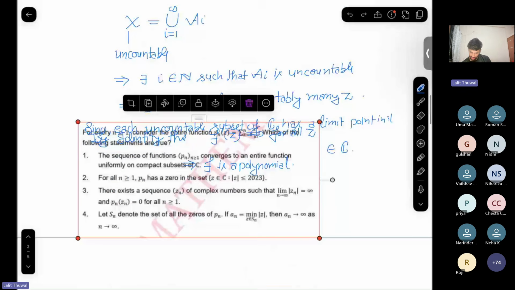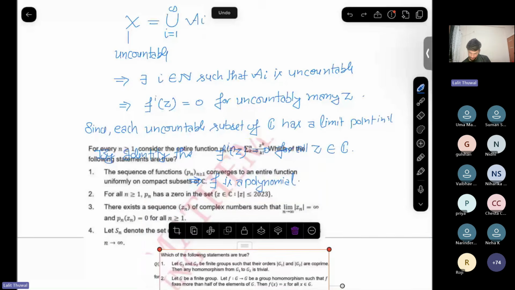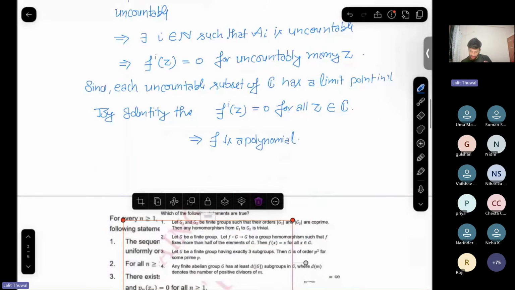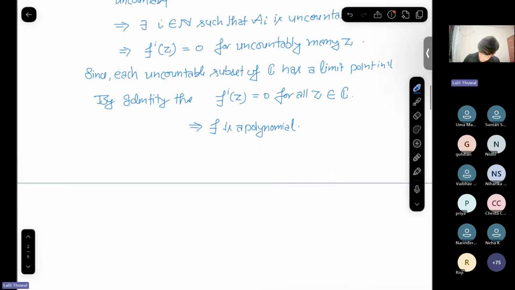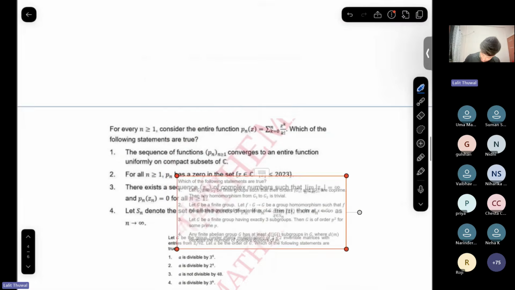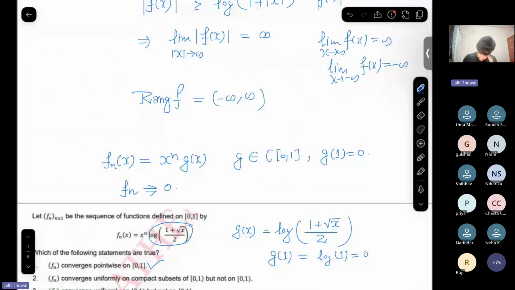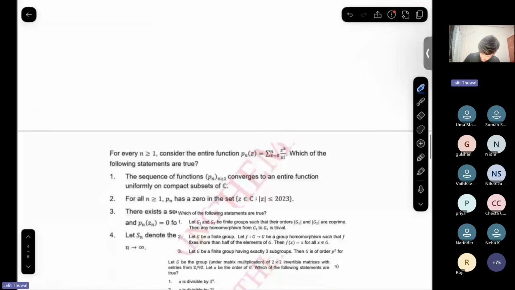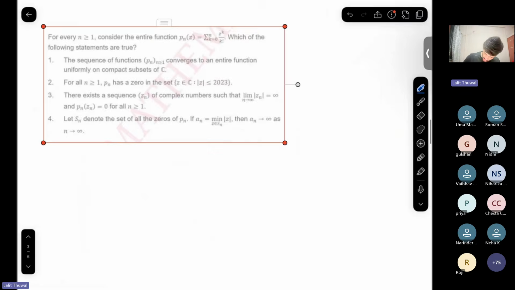How this happens actually. Okay. So now this one, this problem from complex analysis. Okay. So give me a minute. Fix it.